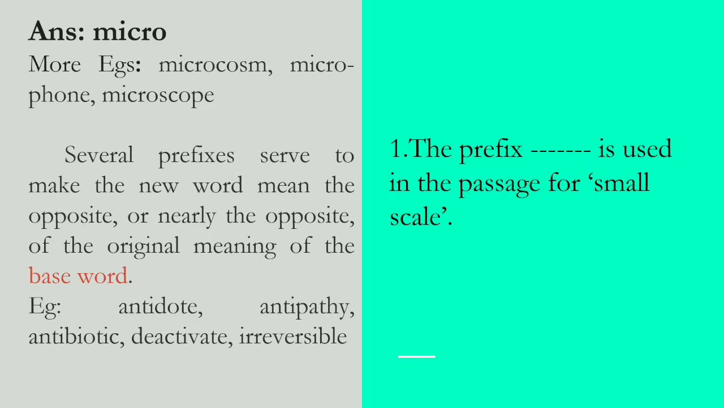Several prefixes serve to make the new word mean the opposite or nearly the opposite of the original meaning of the base word. A few examples like that: antidote, antipathy, antibiotic, deactivate, irreversible, etc. The opposite of reversible is irreversible. The opposite of activate is deactivate. So here several prefixes actually help to form a new word that means the opposite of the actual word.